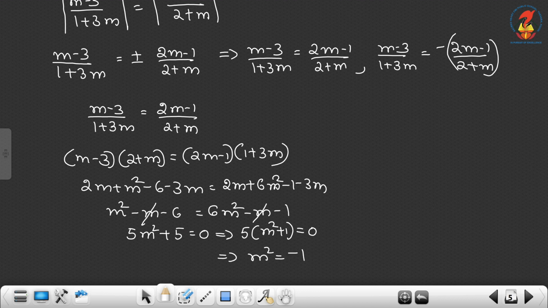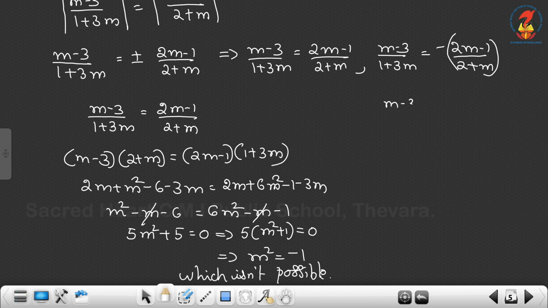Is it possible? Square of a number cannot be negative, which is not possible. So this case we can't take. Now take the next case. What is the next case?